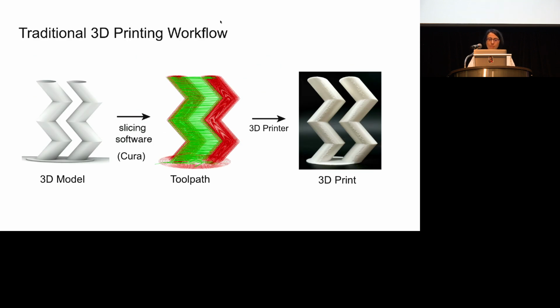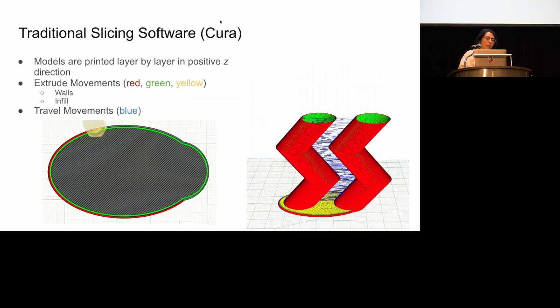Leah Beakley. In the traditional 3D printing workflow, you begin with a 3D model that you pass to a slicing software. And in general, in this presentation, when referring to traditional slicing software, I'll be referring to a commercial slicer known as Cura. Cura generates a toolpath in the form of a G-code file, and that is then uploaded to a printer in order to create your 3D print.